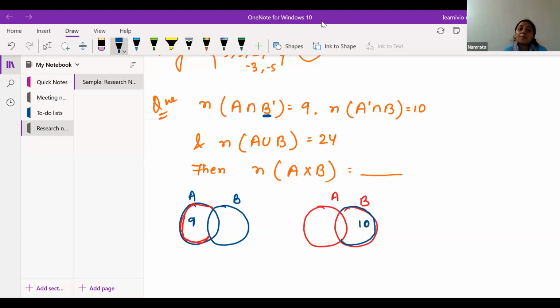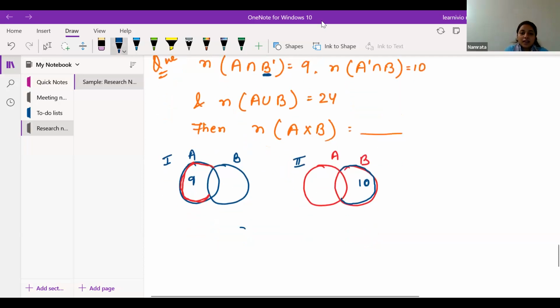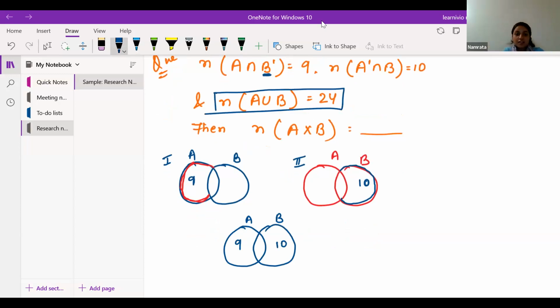Okay. Now the next condition says that union between A and B is 24. So let's combine both the figure. Let's combine case 1 and case 2, and then we will be making the union. Here we are having A, here we are having B. This one is having 9 elements, this one is having 10 elements, but the union of both is having 24 elements. So there must be a common part, right? 10 plus 9 is 19. Still we have to make it 24, right? So 19, 20, 21, 22, 23, and 24. Okay, 5 more element is needed, right?